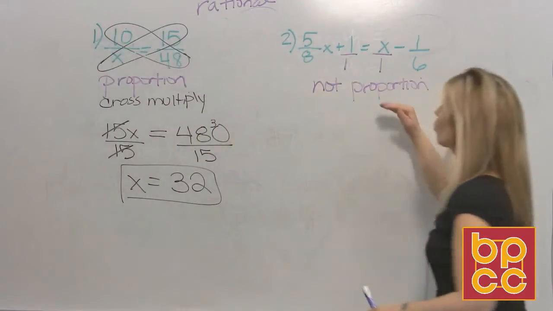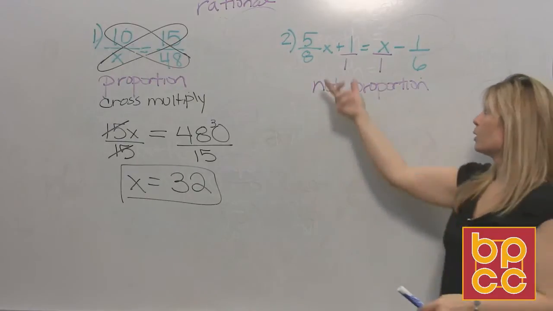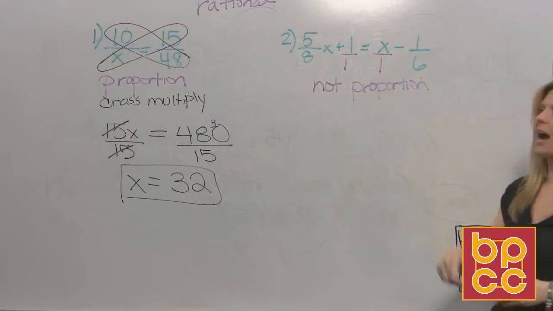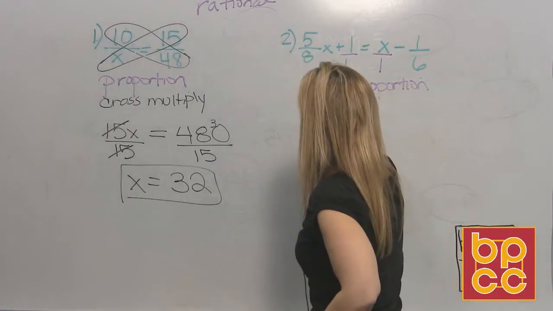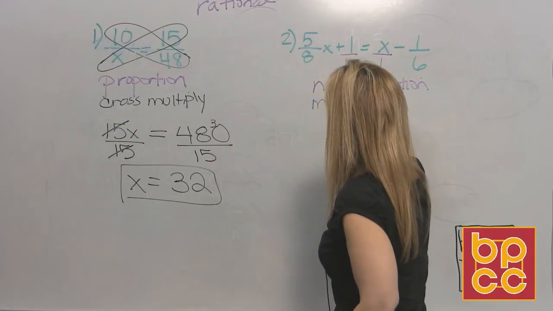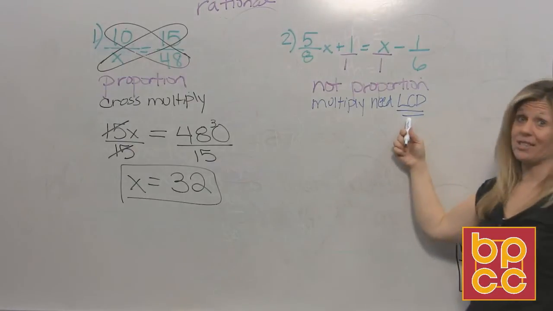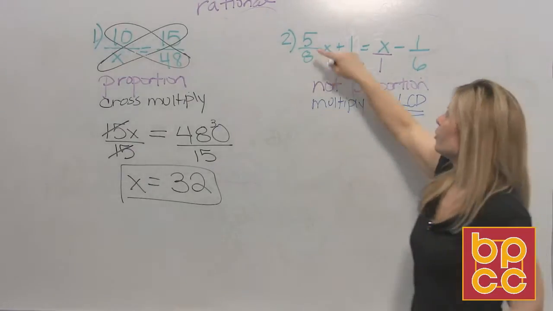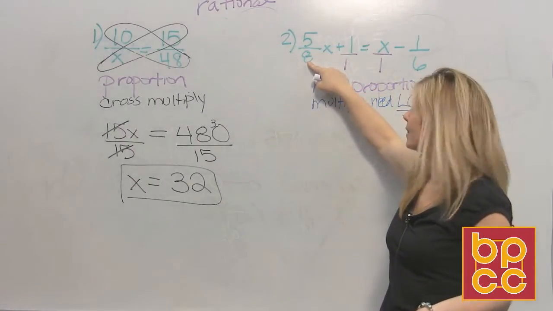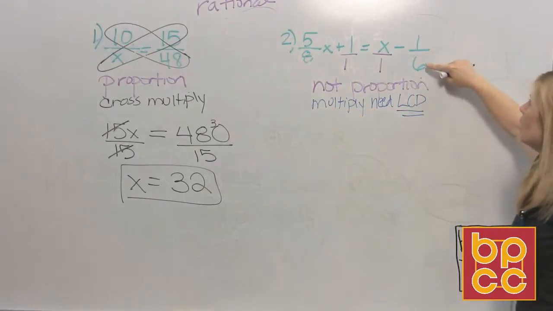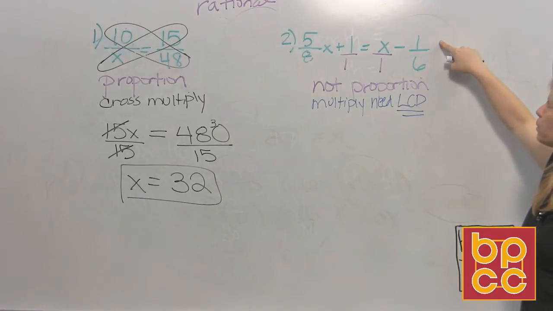If you go to this rational equation, example 2, because it's not a proportion, because there are two fractions on the left and two fractions on the right, we're going to get rid of the fractions. We're going to multiply, but to multiply, we're going to need our LCD. Wow, that should sound familiar. Now think about it. The reason why this is a fraction is because you're dividing by 8. So common sense says the opposite would be to multiply by 8. The reason why this is a fraction is you're dividing by 6. So common sense says I would multiply by 6.